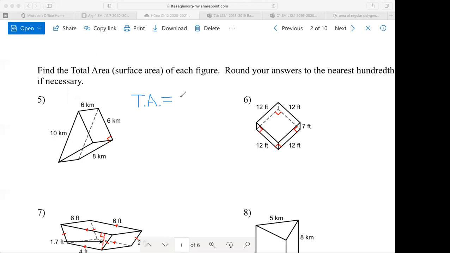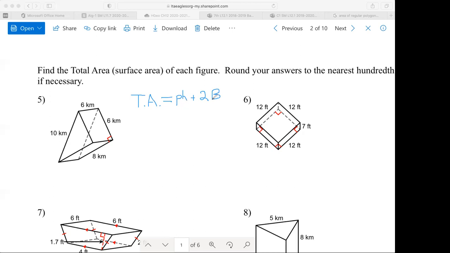Total area is equal to the lateral area. Well, we just defined the lateral area as the perimeter of the base times the height of the prism. I'm not doing any of them yet, I'm just writing the formula. Plus 2 of the base areas. Capital letter B stands for base area. And since there's 2 bases, we need 2 of them.